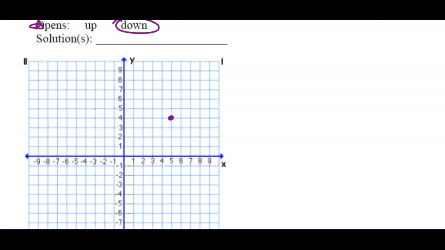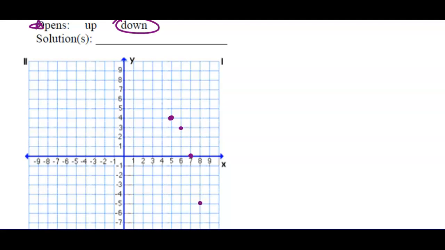At (5, 4), now I have to do my building numbers. So it's always over 1, and then in this case we're going which direction? Down. So over 1, down 1 to the right. Over 1, down 3 to the right. 1, 2, 3. Look, there's a solution. Over 1, down 5. 1, 2, 3, 4, 5.